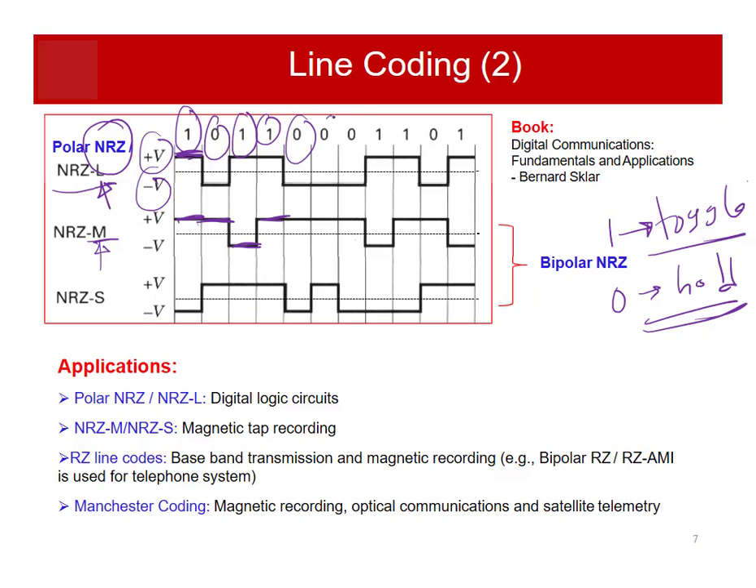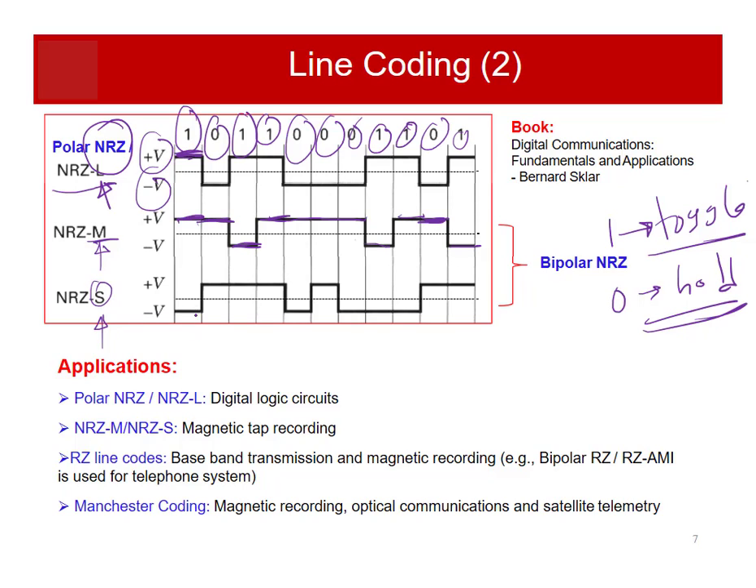Then you have 3 zeros consecutively, so you just hold the value, plus V, up to this point. Then you have 2 ones, so there will be consecutive toggles, plus V to minus V to plus V. Then you have a 0, so you hold the value, and then 1 means another toggle to minus V.